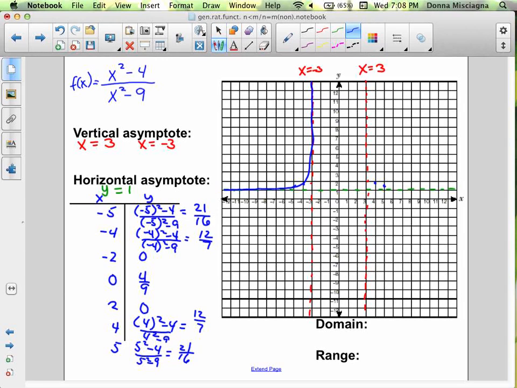And then over here, it's hard to be exact when I'm drawing on a big board. So we cannot cross the vertical asymptote, and we will not cross the horizontal. Actually, it's not too bad. And now we need the values in between. So we have (-2, 0), (2, 0), and (0, 4/9). So that's just about a half.